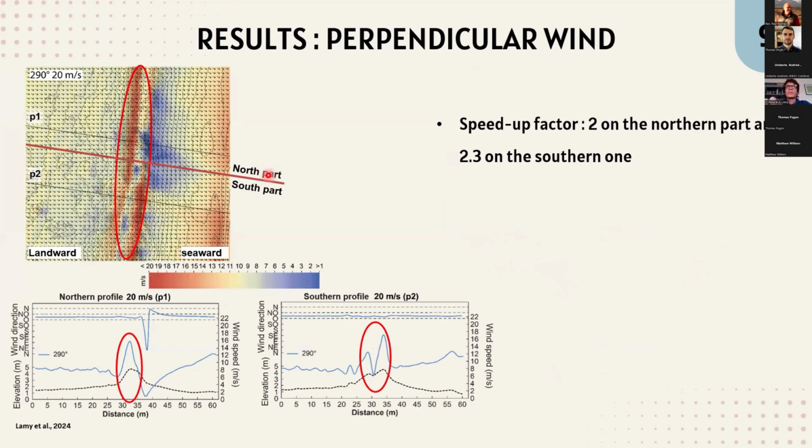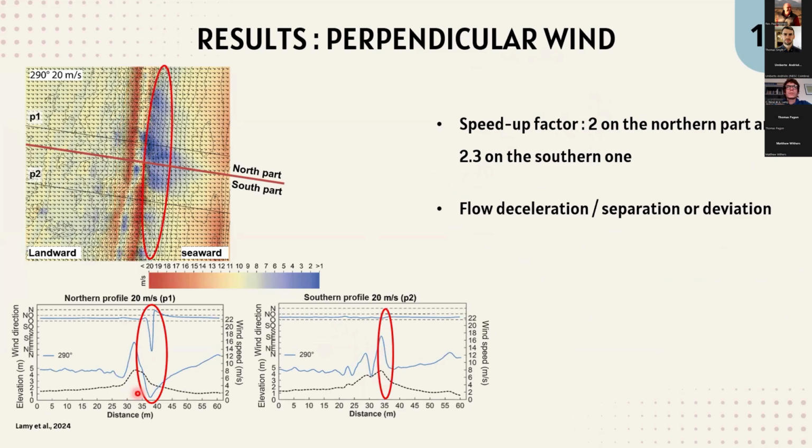I'm going now to talk about the results. Firstly, the result of the perpendicular wind. So here you have the map of the CFD, and here the northern profile of the dune, and here the southern profile. So for a perpendicular wind, we observed a speedup factor of 2 on the northern profile and 2.3 on the southern one. And on the southern one, you can see two peaks of wind speed because of the double crest of the dune shape.